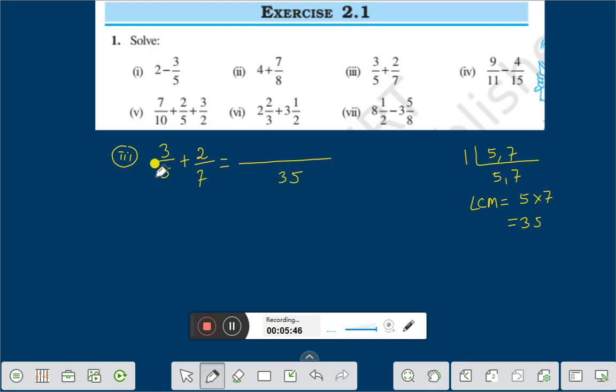If you divide 35 by 5, it is 7. Therefore, 3 into 7 plus, if you divide 35 by 7, then 5, that is 2 into 5. Then we are getting 3 sevens are 21, plus 10, divided by 35. 21 plus 10 comes to 31 by 35. This is the answer, 31 by 35. Right? Let's solve question number 4.